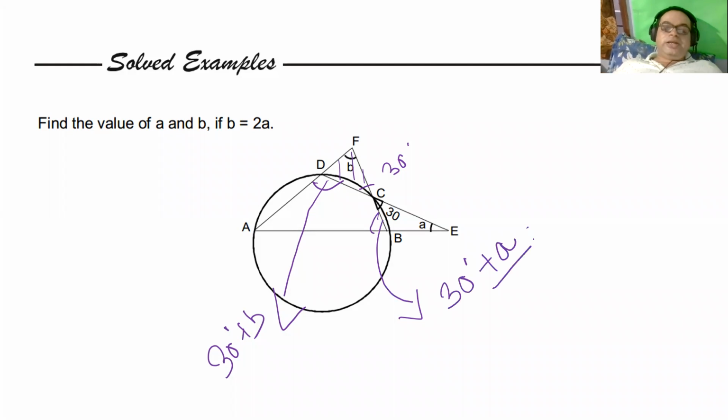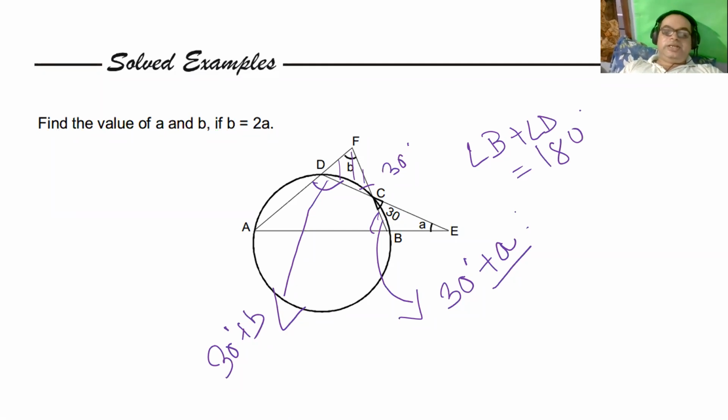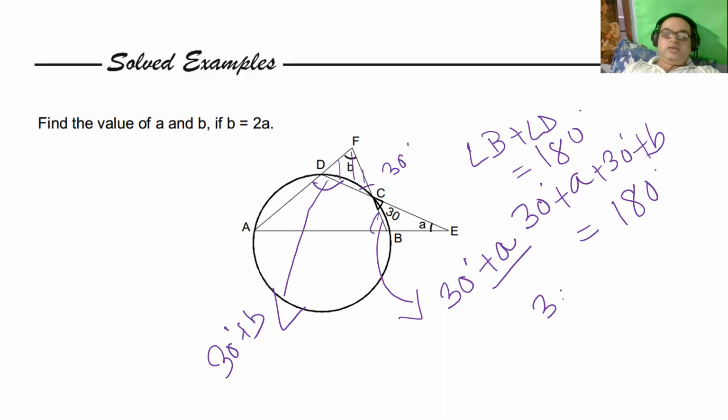Now I know that ABCD is a cyclic quadrilateral. ABCD is a cyclic quadrilateral. So angle B plus angle D will be equal to 180 degree. That will give me 30 degree plus A plus 30 degree plus B will be equal to 180 degree, or 3A will be equal to 120 degree, A will be equal to 40 degree, B will be equal to 80 degree.